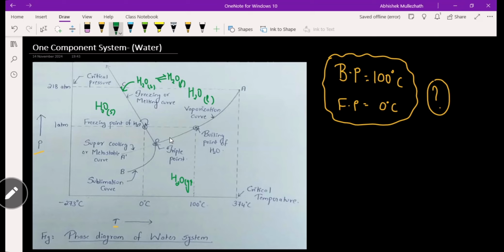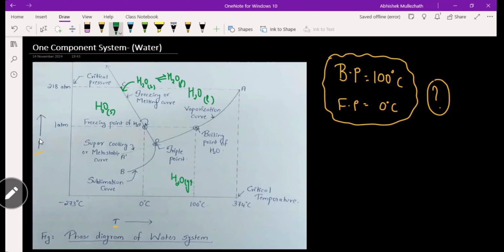Okay, similarly, you can see the curve OA. Here, liquid water is getting converted into gaseous water, that is water vapor. And this process is known as vaporization. Hence, the curve is labeled as vaporization curve. And over here, curve OB. Now, here the solid water, that is ice, is getting converted into gaseous water, water vapor directly. And this process is known as sublimation. Hence, the curve OB represents the sublimation curve in this phase diagram.